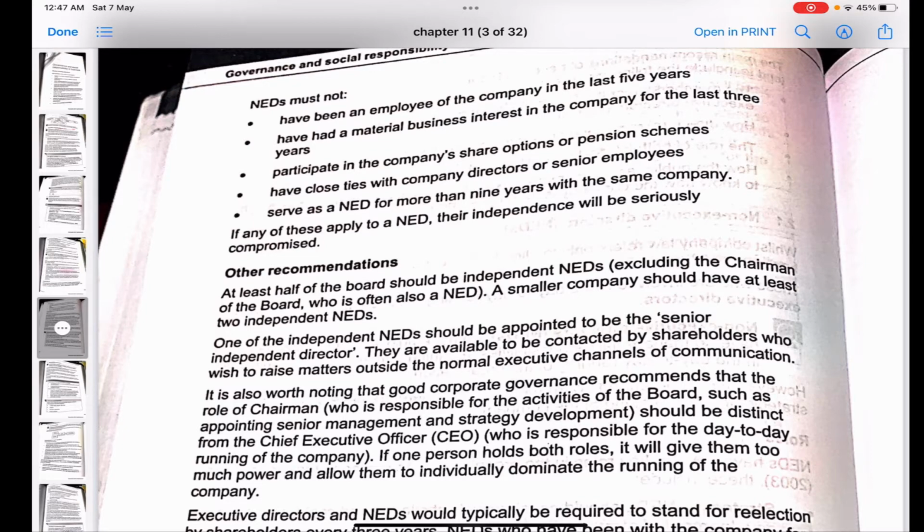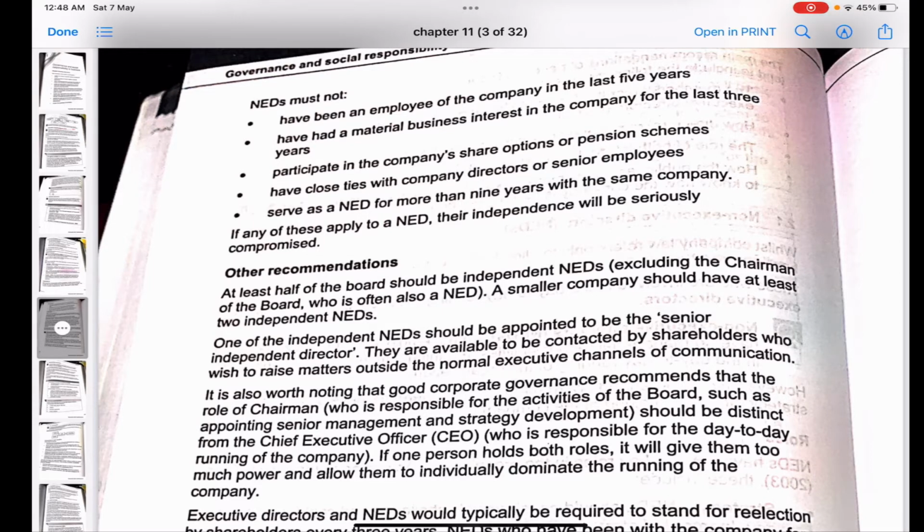So what is material business interest? Like if I'm a supplier for them, if I'm providing them goods, raw materials, or services, then I cannot be the NED because I had some kind of relationship with them. The next one is participating in company share options or pension schemes. So I cannot participate in the company share options or company's pension schemes. Why? Because if I am doing that, then I will see everything in my benefit. All the decisions I take, I'll keep in mind my pensions and my share options, and I'll do something which will benefit me, which is unfair.